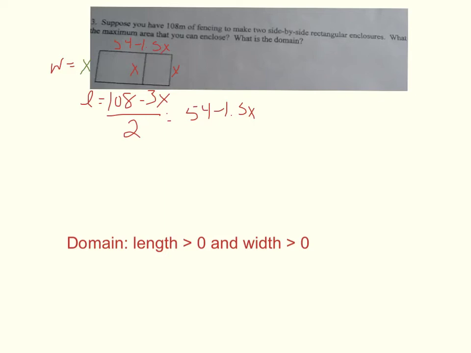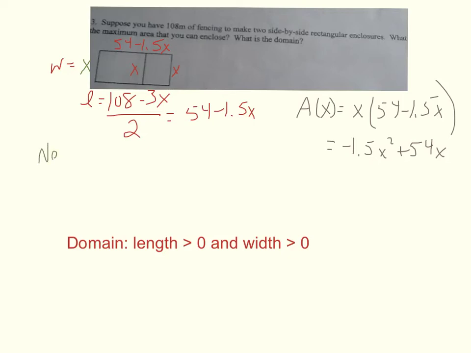Now that we've got our length and our width, let's write our formula for the area. It's the width times the length, x times 54 minus 1.5x. Distribute, I got negative 1.5x squared plus 54x. Now go back and read the question. It says, what's the maximum area you can enclose? Not the value of x that gives the maximum area. They want the maximum area itself. So, we need y, but before you can do that, we must have x.